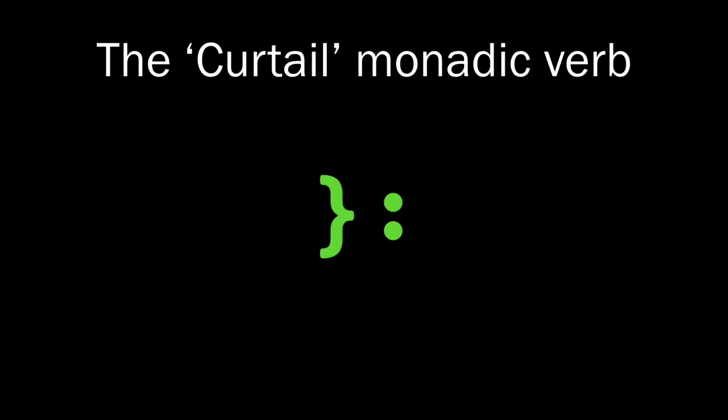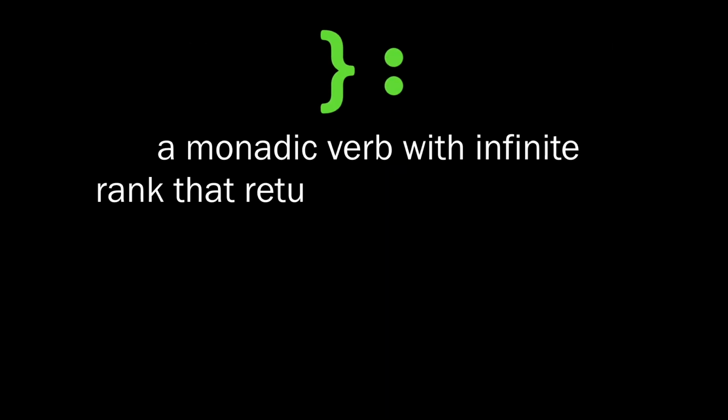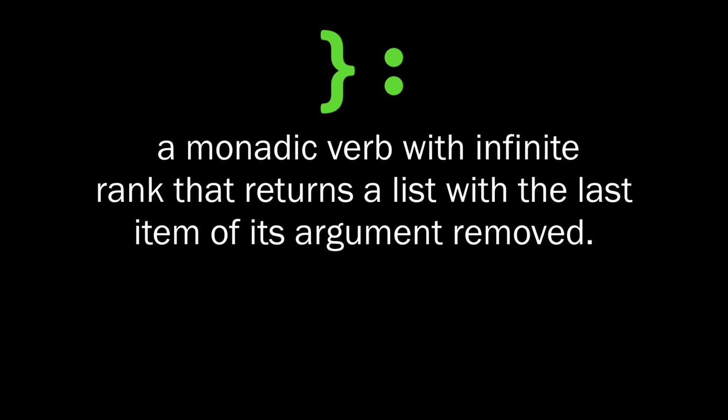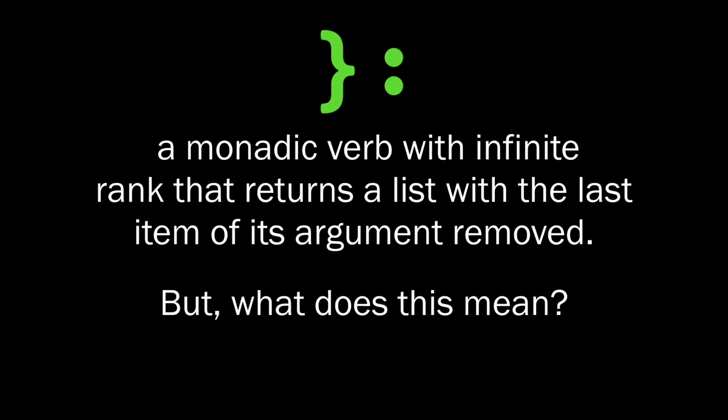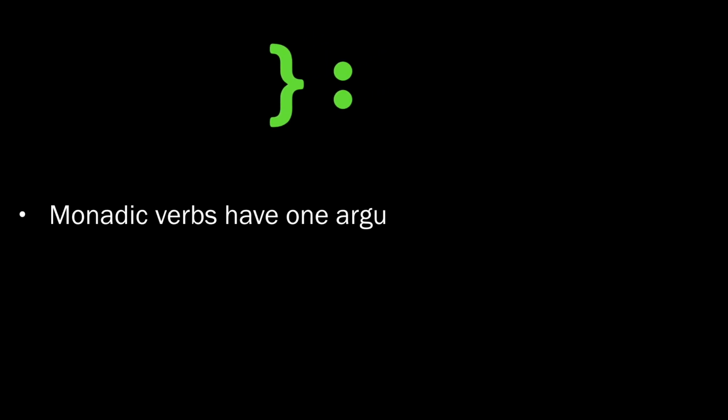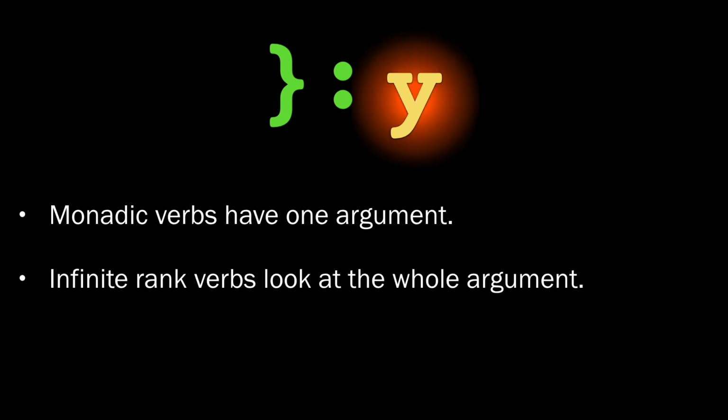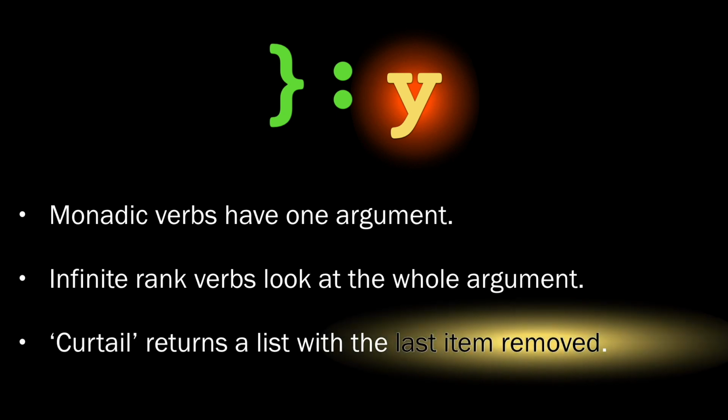The Curtail Monadic Verb. It's a monadic verb with infinite rank that returns a list with the last item of its argument removed. But what exactly does this mean? Well, monadic verbs have one argument. That is, in fact, what makes them monadic. Infinite rank verbs look at the whole of that argument, and curtail returns a list with the last item removed.